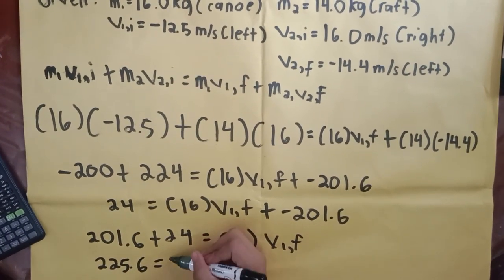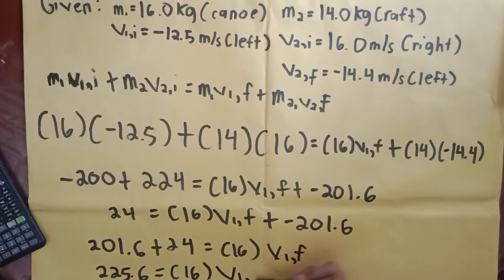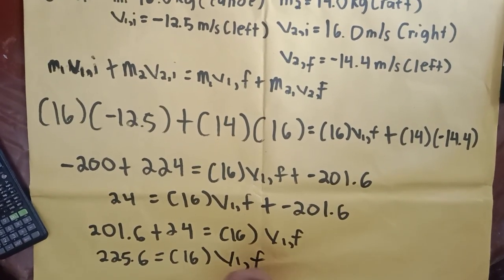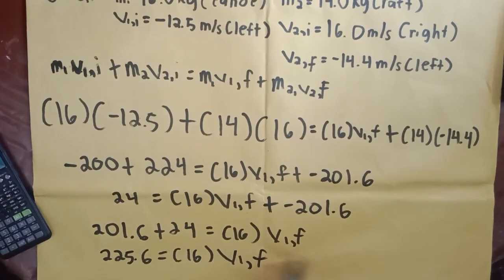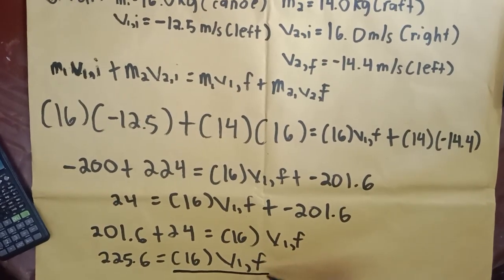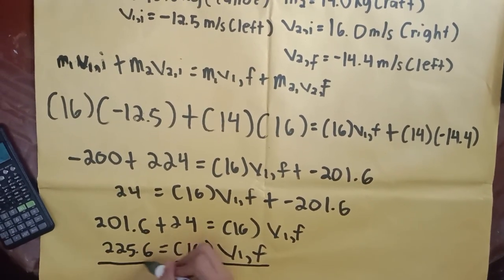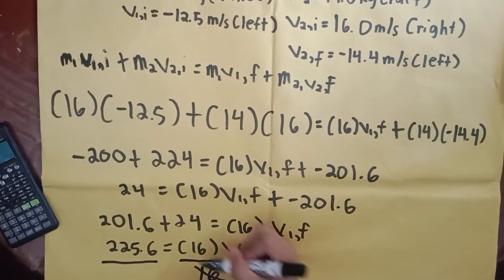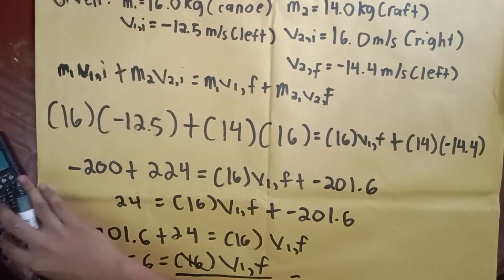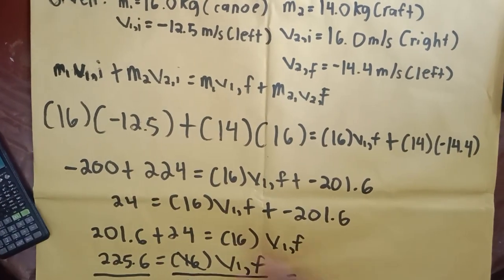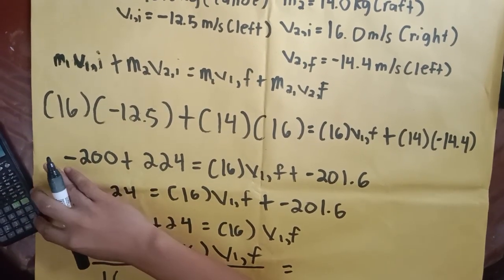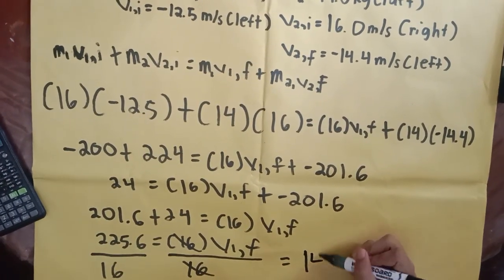225.6 is equal to... So by getting our final velocity, our final V1, let's divide both sides by 16, so the 16 cancels. So 225.6 divided by 16 is equal to 14.1.